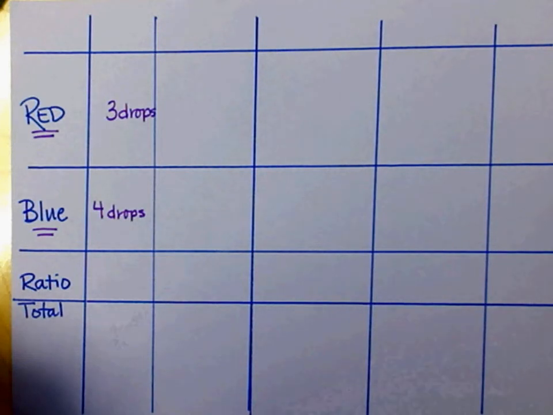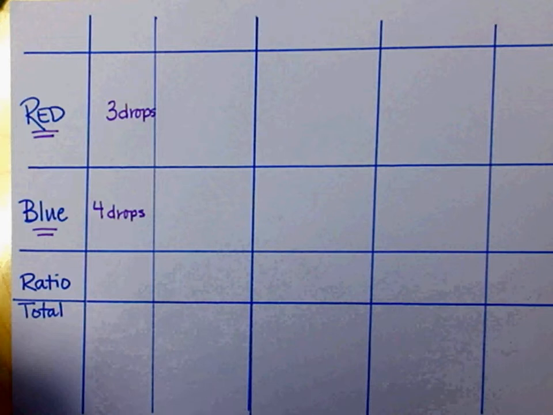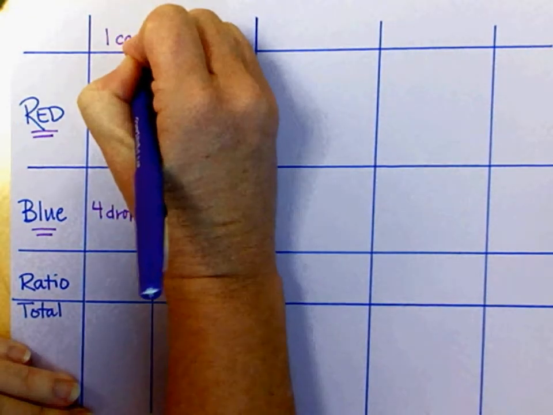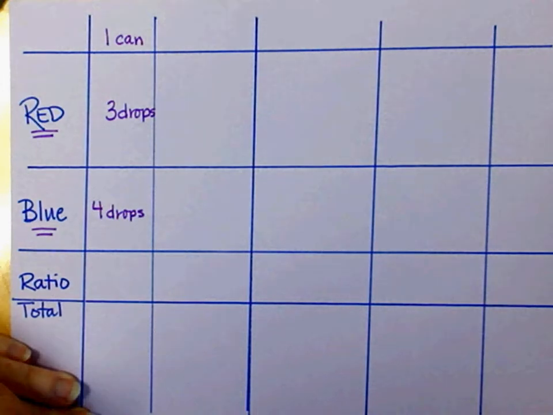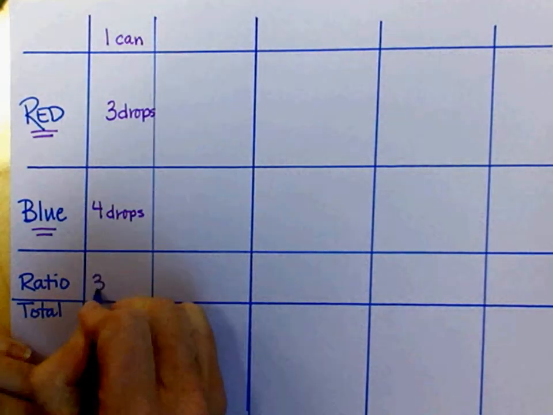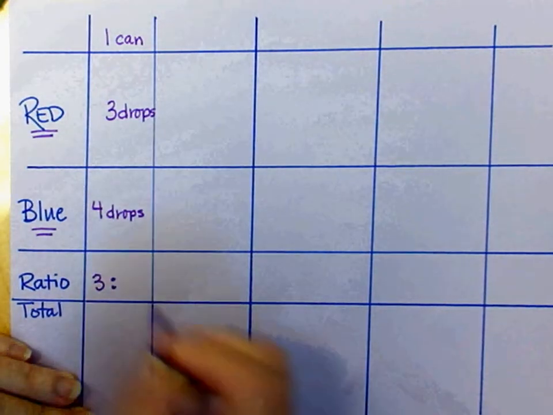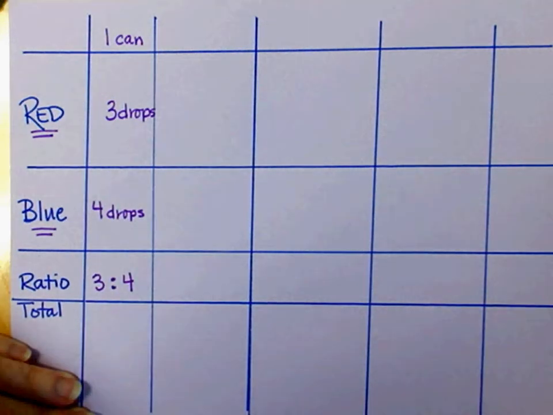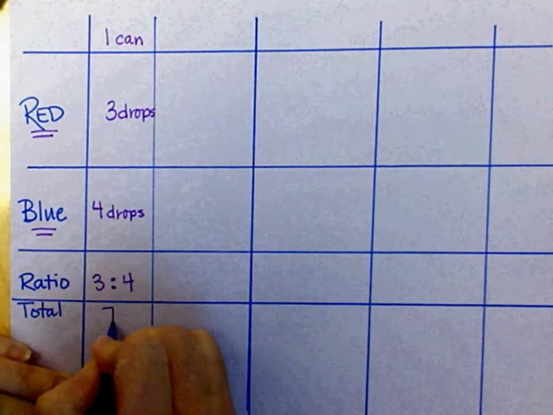So I can paint one of my rooms in my home. And that is for every 1 can of paint. So I started thinking, the ratio for 1 can of paint, 3 drops of red and 4 drops of blue. And the total number of drops that are being added to this can is going to be 7.